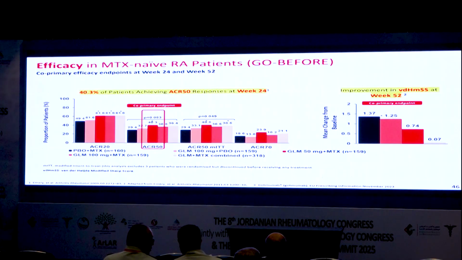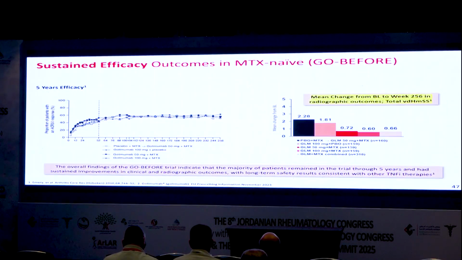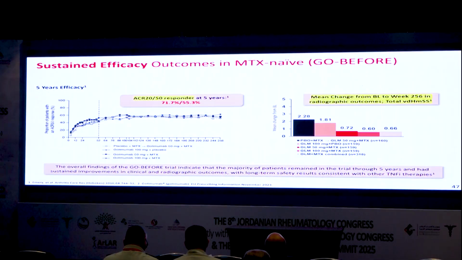Also, there are sustained efficacy outcomes in methotrexate-naive patients. ACR 20 and 50 responders by 5 years are about 72% and 55% respectively. Also, the radiographic changes are much less in these patients. So, patients remained in the trial through the 5 years and they had sustained improvement in the clinical and radiographic outcomes with long-term safety results.